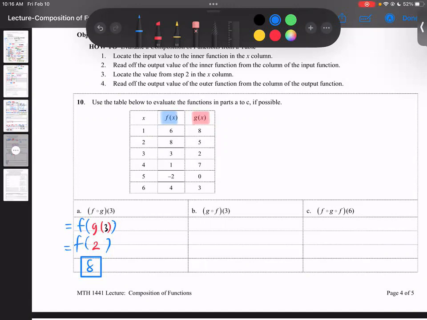Take a moment and I want you to do B on your own and tell me what you got. People on Zoom, you can put your answer in the chat. We'll talk about 10B.